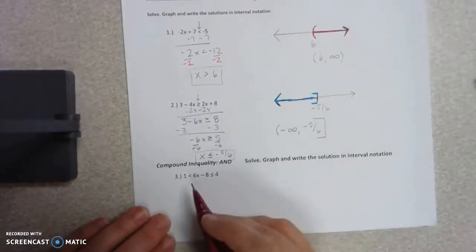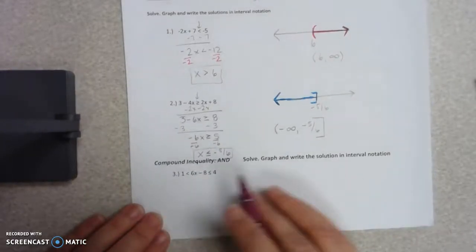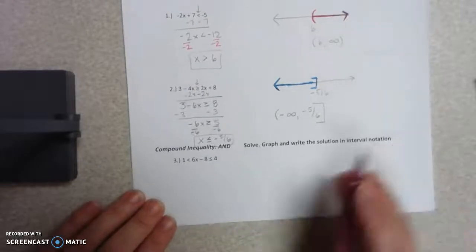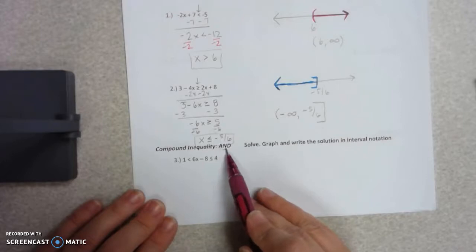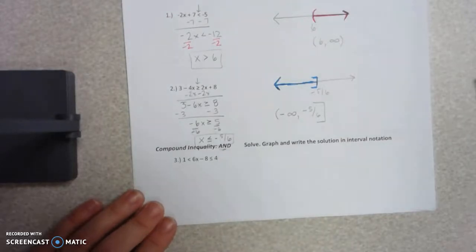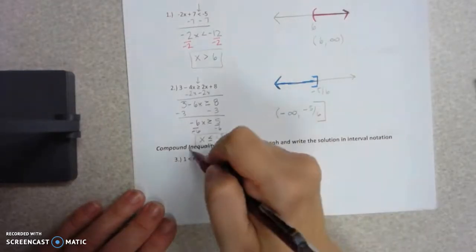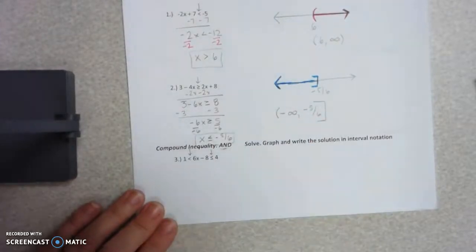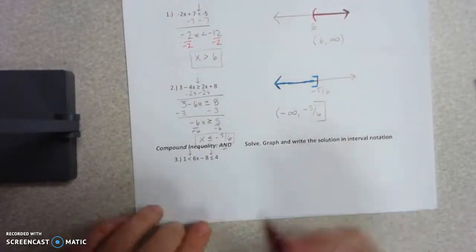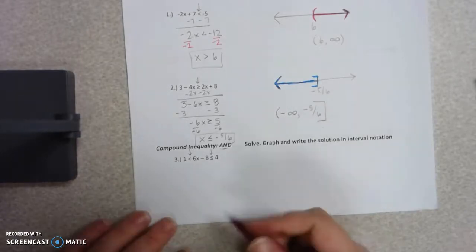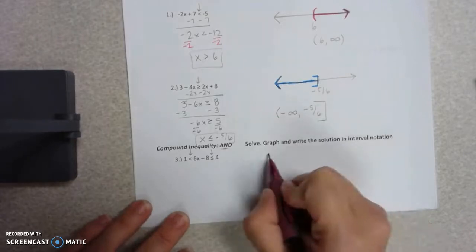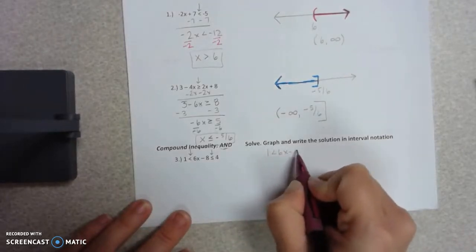So I'll show you real quick how to do compound inequalities. There are two types of compound inequalities, ands and ors. We're going to look at the and inequality just real quick. Notice that there are two inequality symbols. This just means that two inequalities were put together and we're looking for the solutions that those two inequalities have in common. What solutions do they have that are the same?